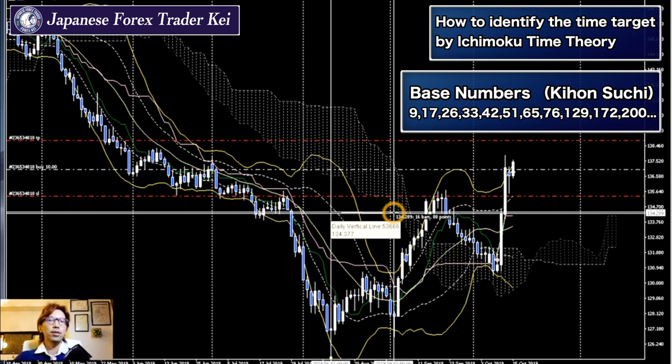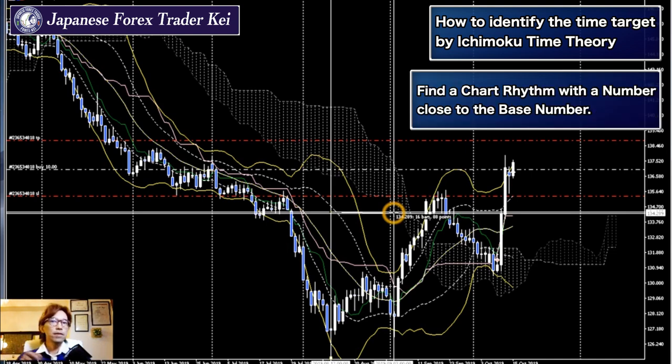So if you look for the time cycles, focus on the lows and highs on the market and count the candles in between and check if that's going to be one of the Kihon Suchi numbers like 9, 17, 26, 33 and so on. So check if the interval is close to those numbers. Sometimes it's going to be exactly on Kihon Suchi numbers, but sometimes it can be close, one or two candles difference, but it should be close to one of the Kihon Suchi numbers.